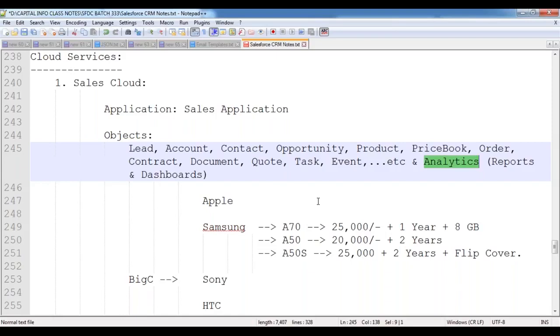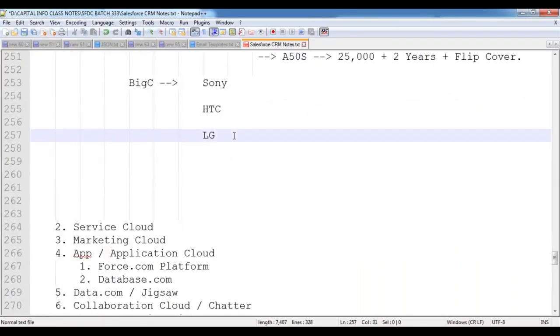How can we automate everything? We'll see during the practical concepts. Okay. Next one.